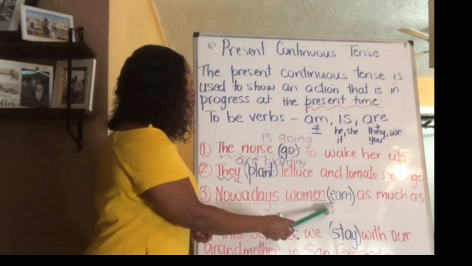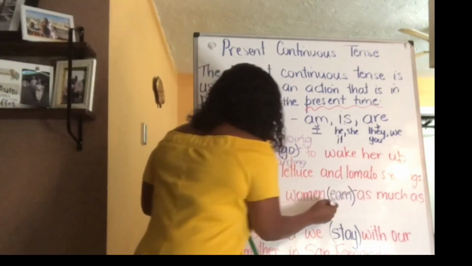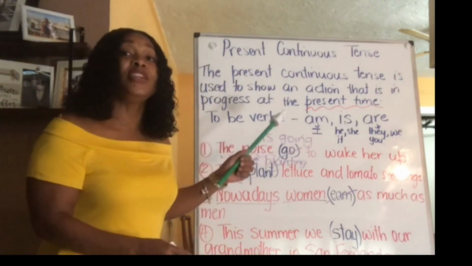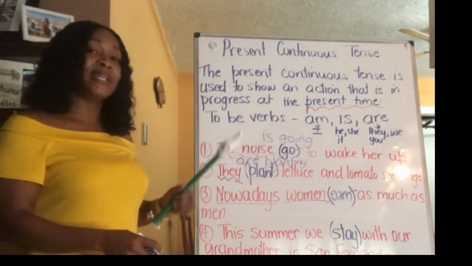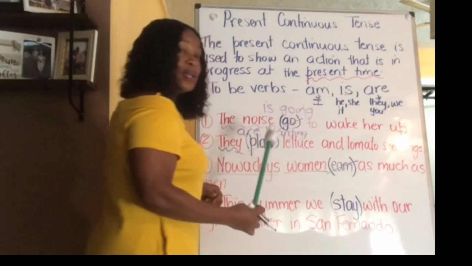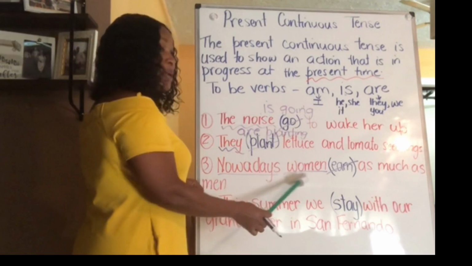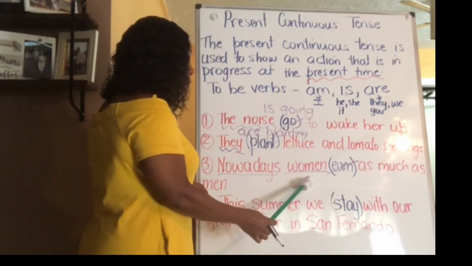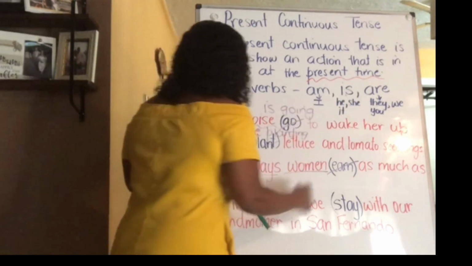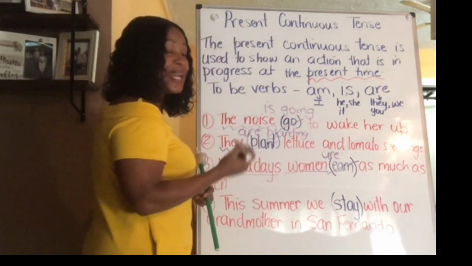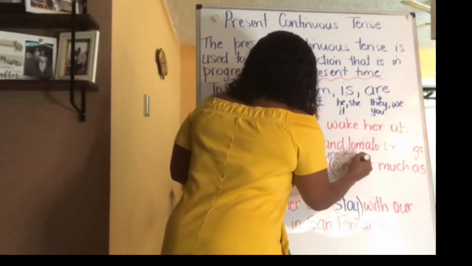So the main verb is earn. It makes sense, but not in the present continuous. So to make it present continuous, we need to add an auxiliary verb based on how many persons we're talking about. So we're talking about more than one woman, so we need are. And earn, we simply add ing.